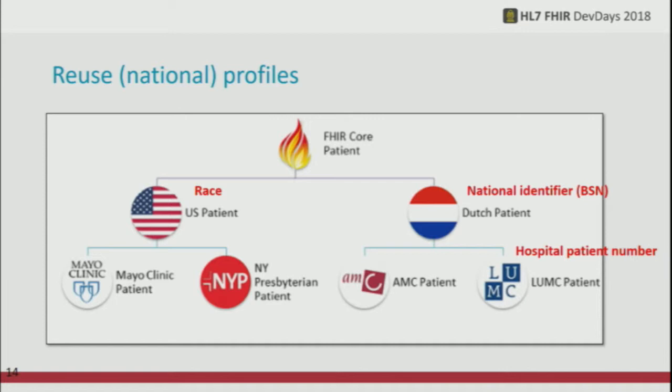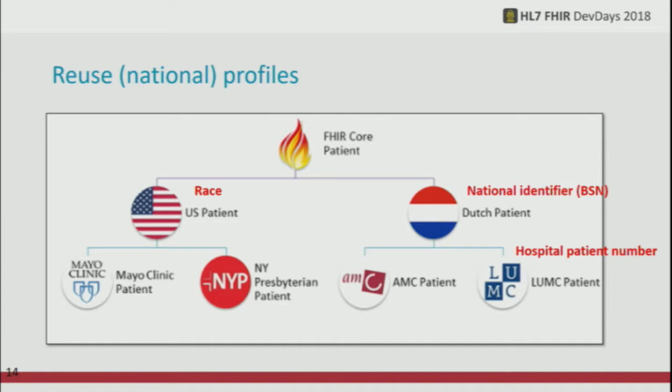So what they can do is derive from the Dutch core patient. They have all these constraints that we made in the Dutch core, and they can just add a single constraint, for example, to specify how they expose their hospital patient number. So they don't have to capture, again, the national identifier or whichever other constraints we did on the national level, but only have to apply their own constraints on how they differ from us.